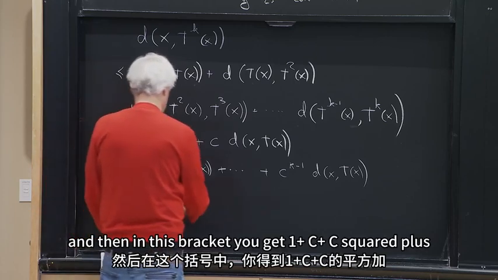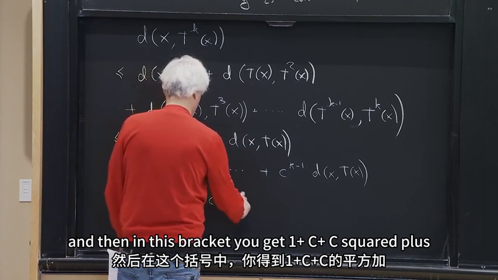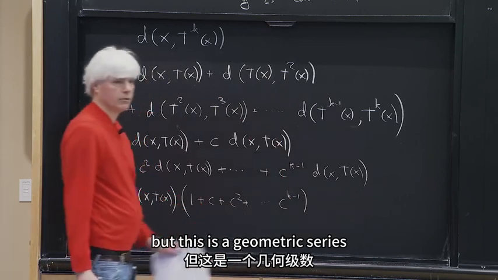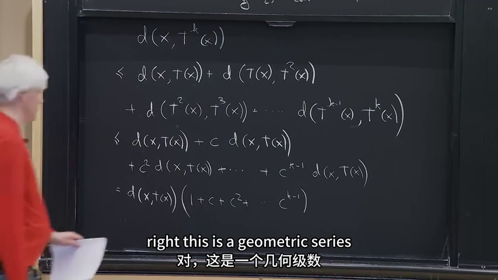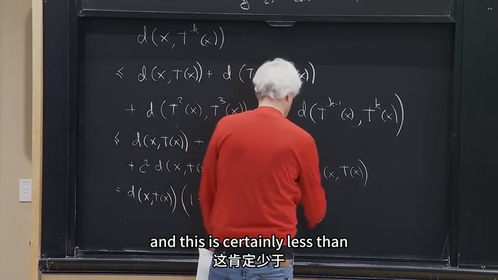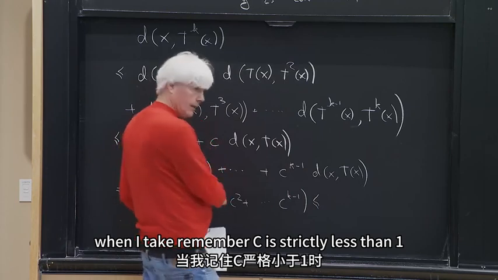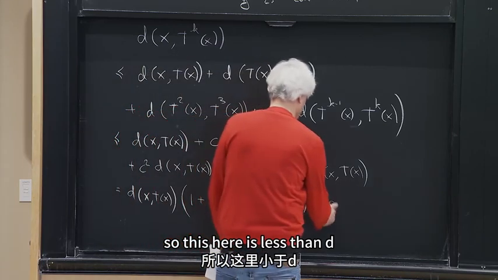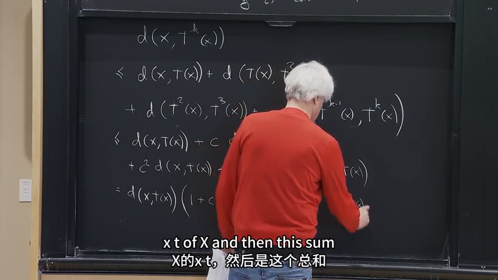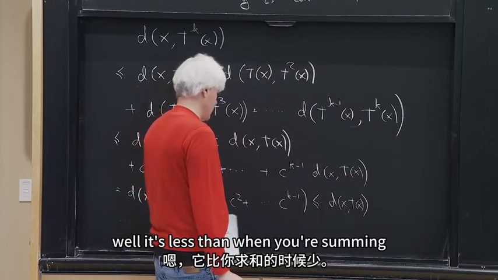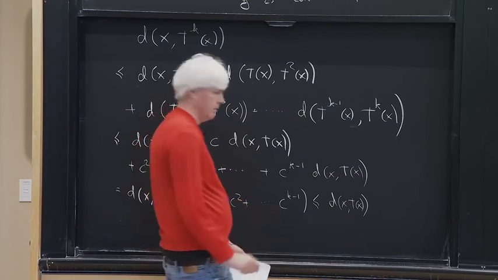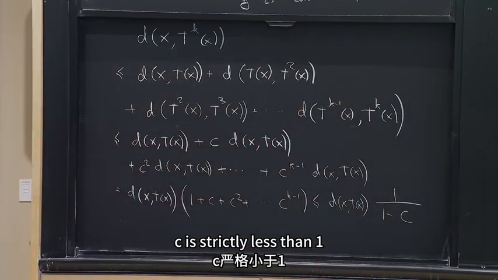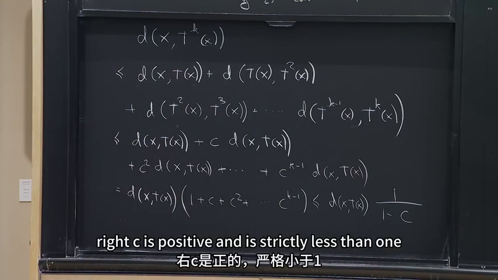And then in this bracket you get 1 plus c plus c squared plus all the way up to c^(k-1). But this is a geometric series. Remember, c is strictly less than 1, so it's a convergent geometric series. So this here is less than d(x, Tx) times the sum, which is less than when you're summing it all the way to infinity. This is the sum of the geometric series, and c is positive and strictly less than 1.